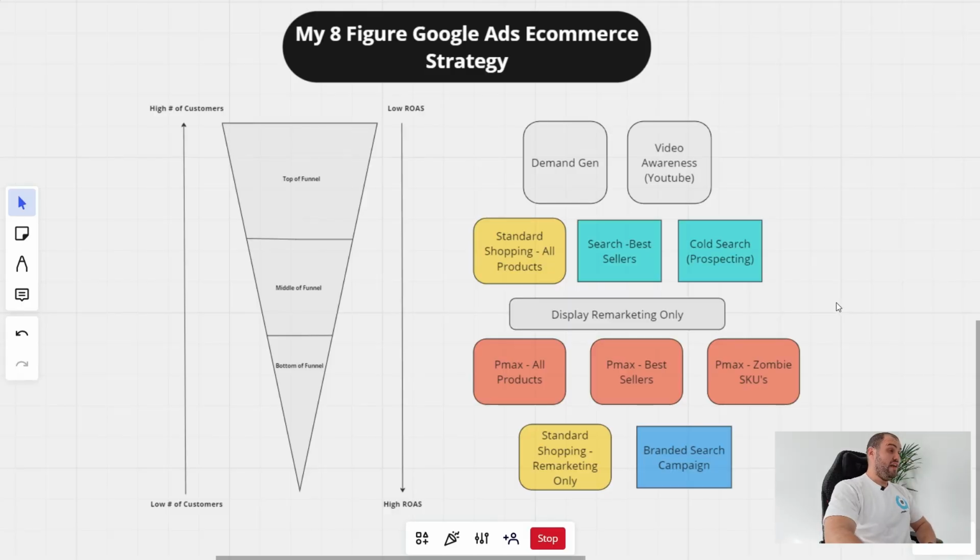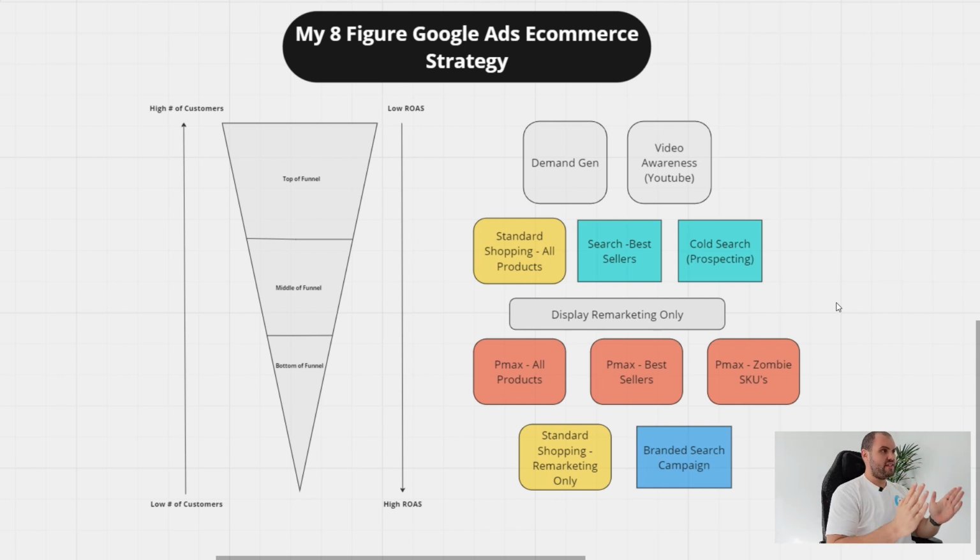Okay guys, so here is the entire strategy mapped out really plainly for you. As I said, the reason it's an 8-figure strategy is I've used this on 8-figure brands, specifically 8 figures in Google ad sales. In fact, this strategy that I've used, I've actually, during the Black Friday, done over $1 million with one brand per day with this strategy.